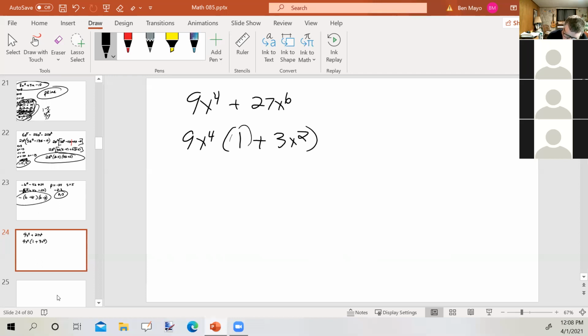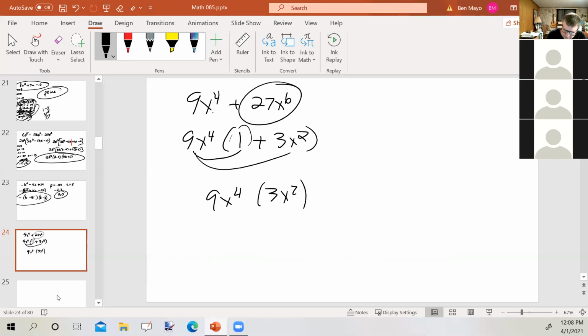Why do I need that 1 there? So that I can get back there by distributing, okay? If you just wrote this, that's only going to give you that term. So that 1 is critical, okay? So 9x to the 4th times the quantity 1 plus 3x squared.